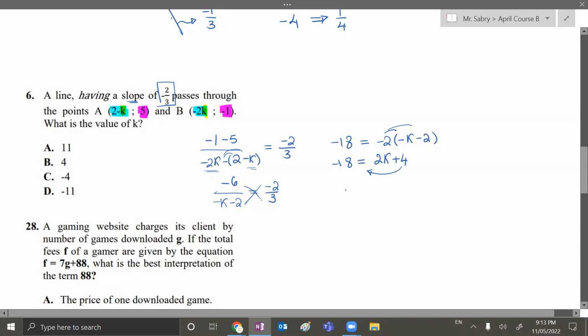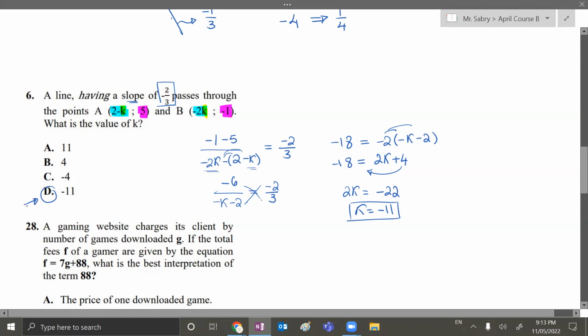Move the 4 to the other side, so I'll have 2k equals -22 actually, which means that k will be equal to -11. This is the value of k. This is D.